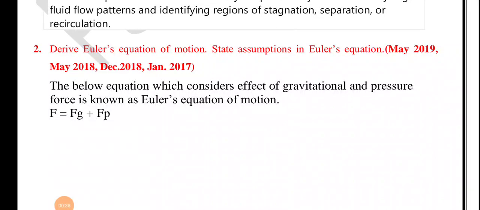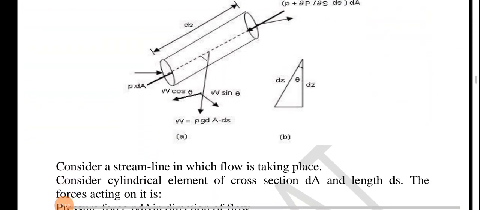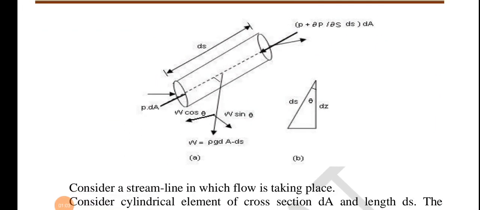We know that Euler considered the gravitational and pressure force for the derivation of Euler equation. So we can write, total force is the summation of gravitational force Fg and pressure force Fp. For derivation of Euler equation, here we consider a stream tube having a length ds and cross sectional area dA. Now what is stream tube? We have discussed that in the previous lecture.